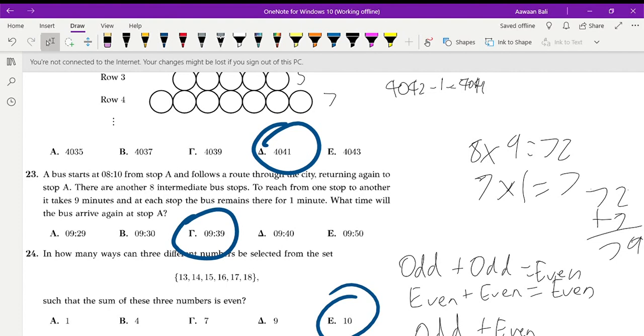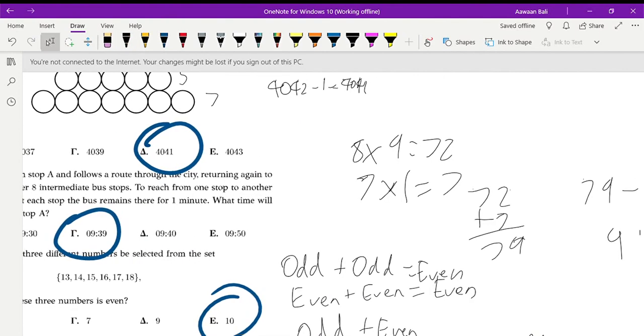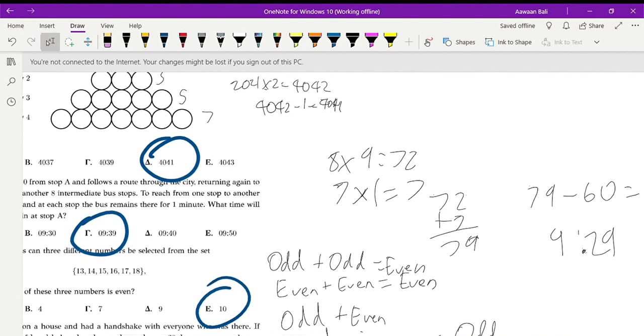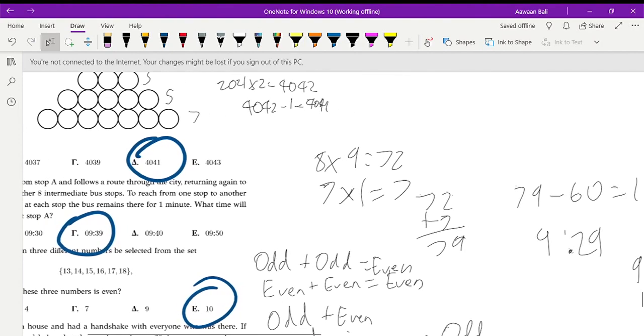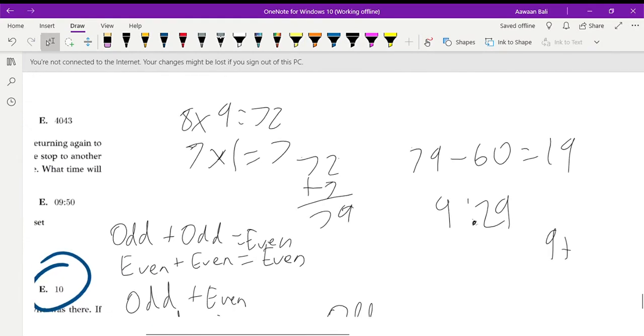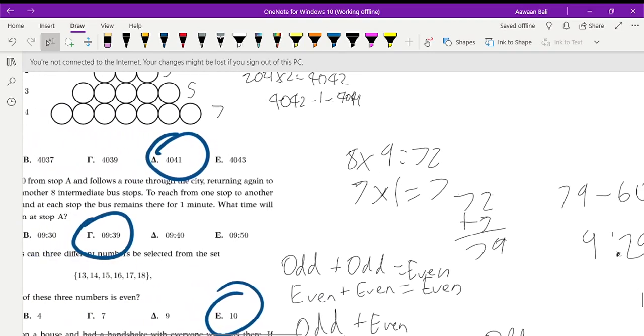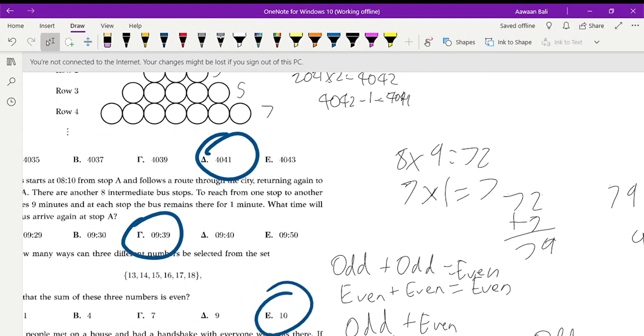Now basically, just imagine that the whole bus route connects back to stop A. So like, if stop A was here, it could go like this, something like that. Now basically what we're doing here is that first we can do the part where it goes to the last stop, and not to stop A but just the last stop, which means that if there's another 8 intermediate bus stops, that means there are 9 bus stops in total.